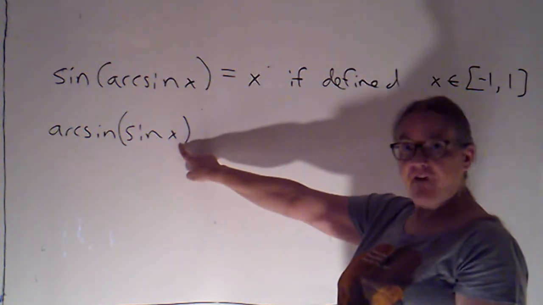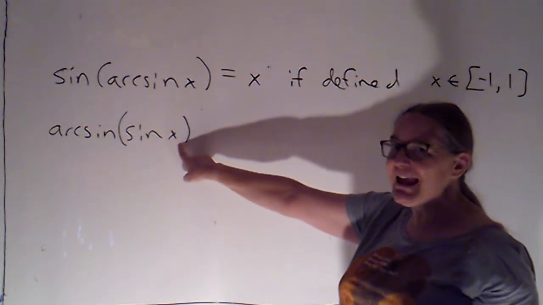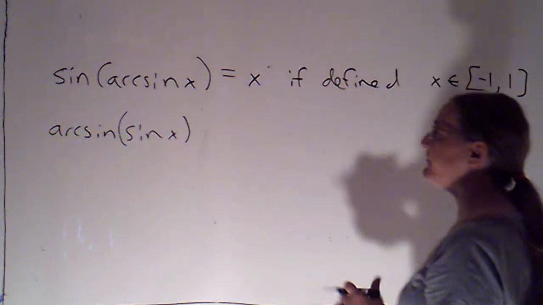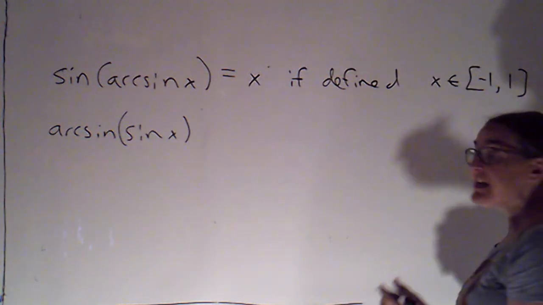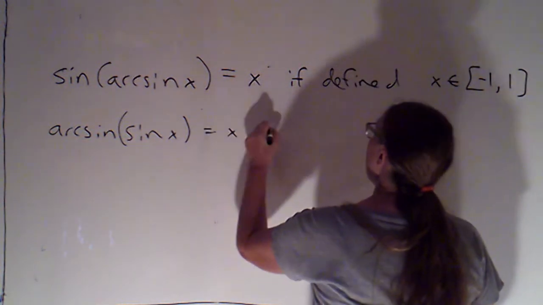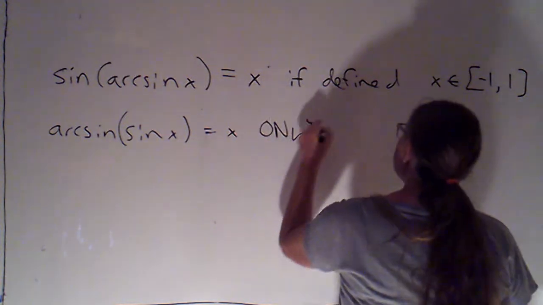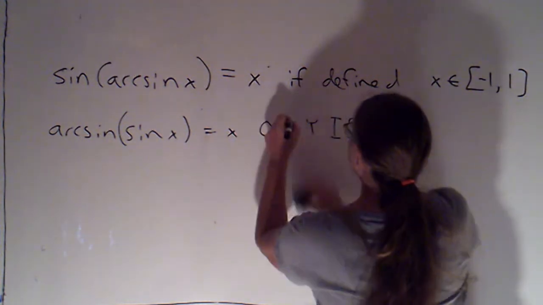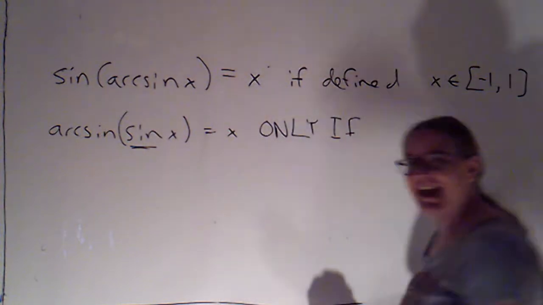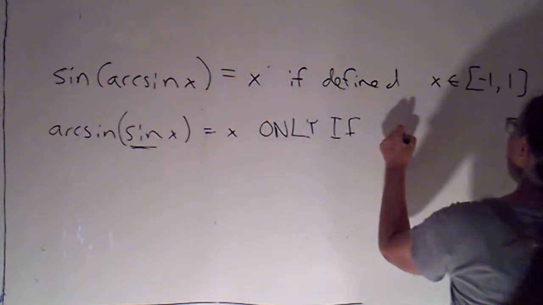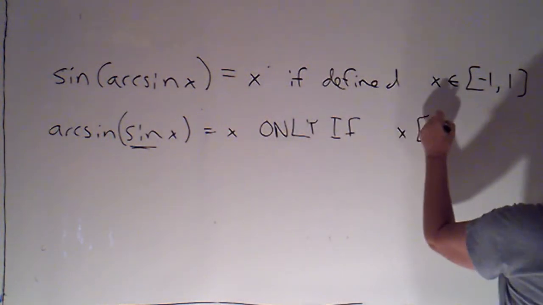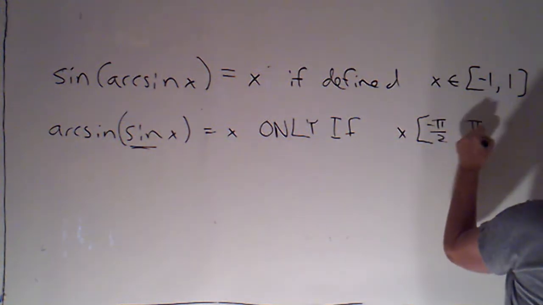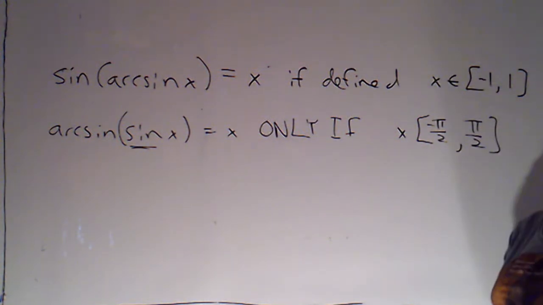that's going to be defined for any angle x. It's always defined, but it only equals x only if this sine is actually that sine with the restricted domain. So if and only if x is in the interval from -π/2 to +π/2.